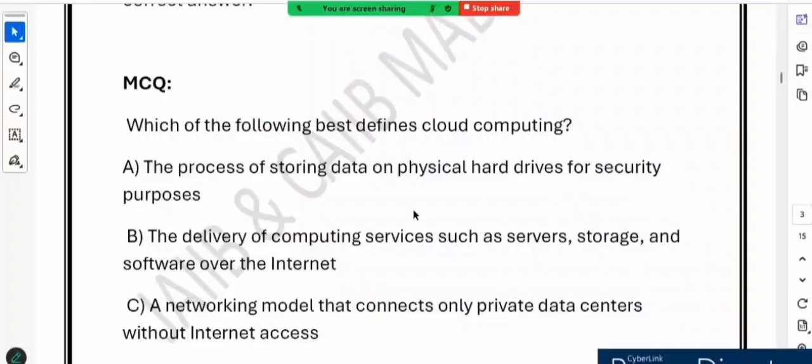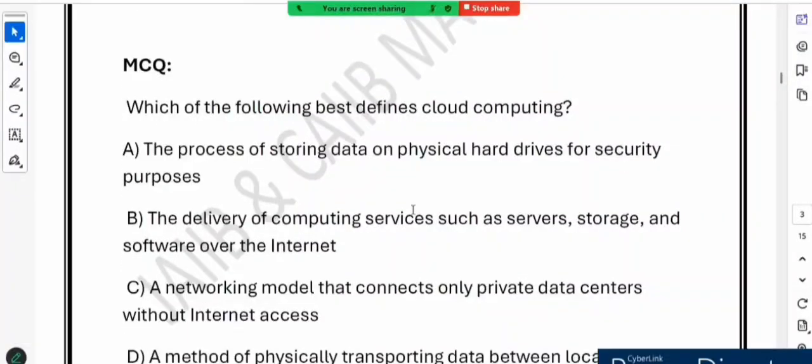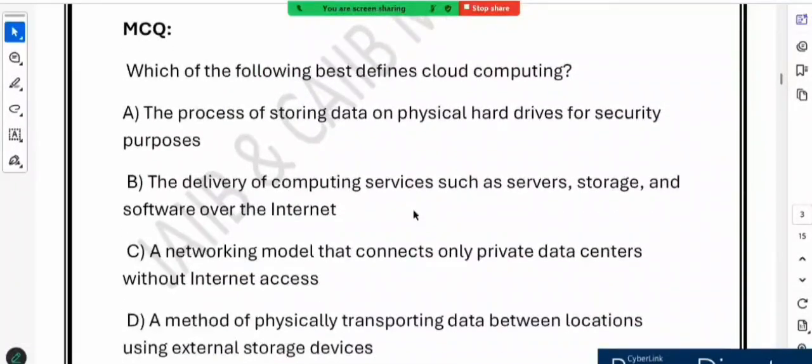So option A says that the process of storing data on a physical hard drive for security purposes. Option B, the delivery of computing services like server, storage and software over the internet. Option C, a networking model that connects only private data centers without internet access. And option D, a method of physically transporting data between locations using external storage devices. Right. So what do you think? Let's go through each and every option.